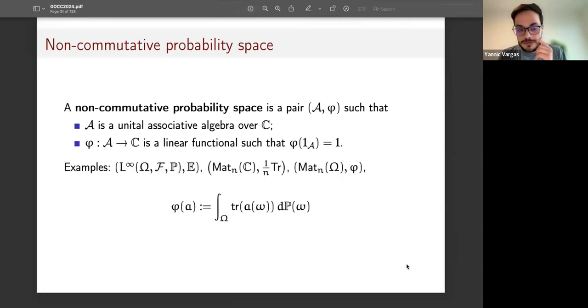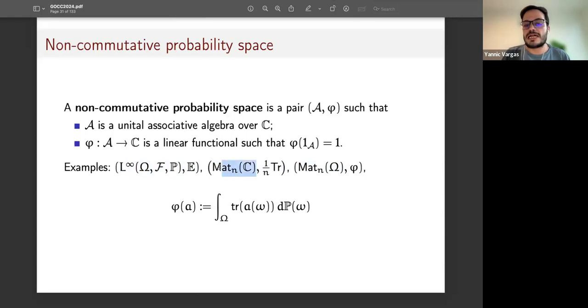Okay, some examples. Again, an example of a non-commutative probability space is the classical space of bounded random variables with the expectation, which we know is commutative. So in this case, the algebra A is commutative, but the definition doesn't necessarily ask for the commutativity property. Take also the space of square matrices with the normalized trace. That's another example of a non-commutative probability space.